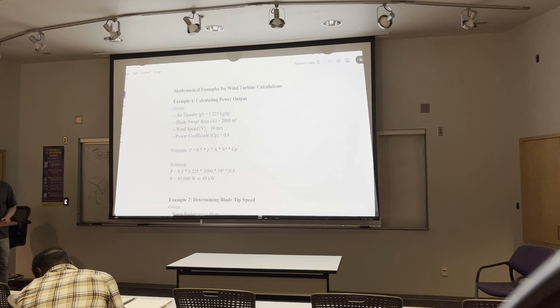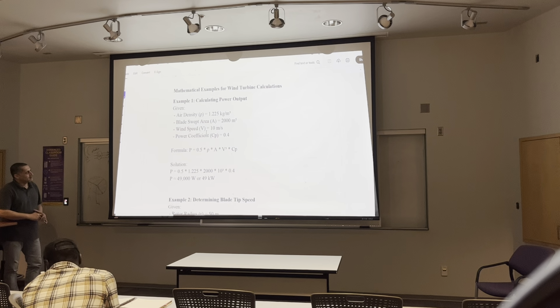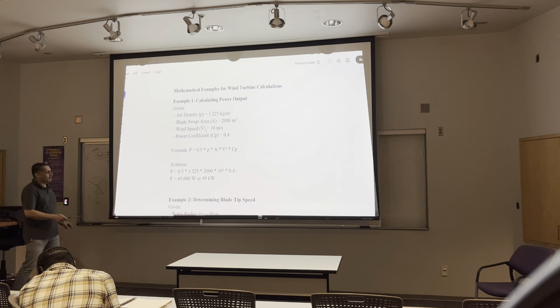Any questions? Very easy. Directly, you can use the formula to calculate the output power. This is the output power from the generator.